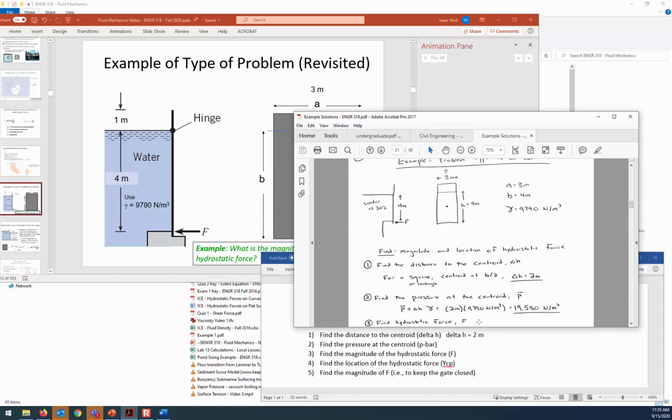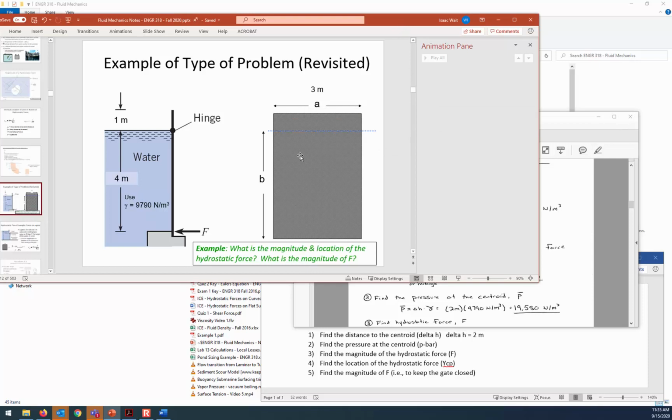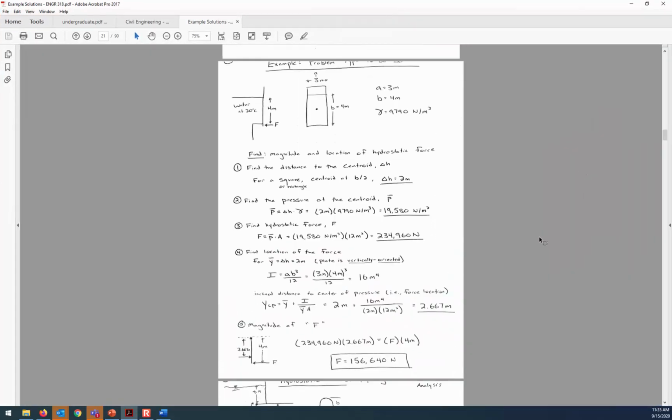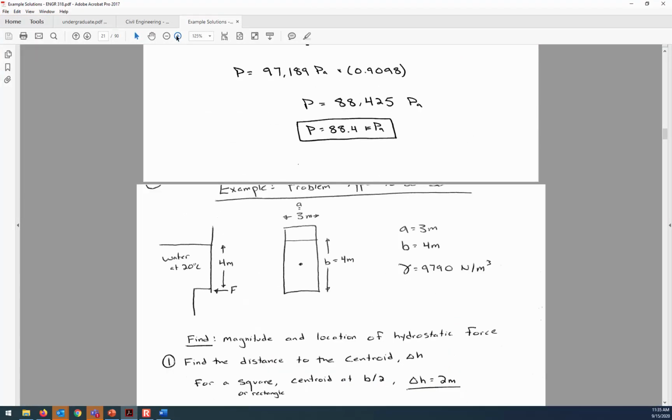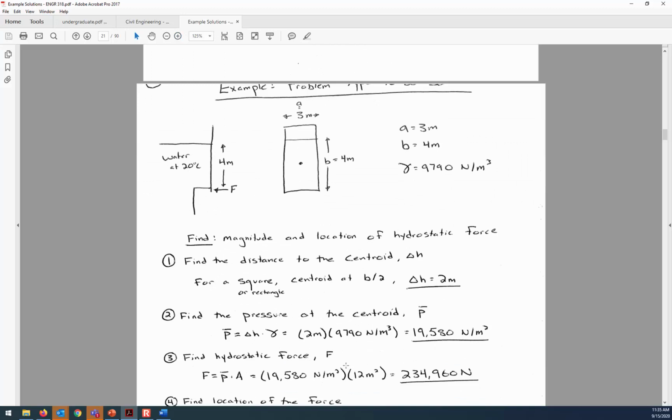All right. Next, the magnitude of the hydrostatic force. So force is pressure times area. In step 2, we found the pressure. The area is 3 meters by 4 meters, and so that's 12 square meters. Okay, so the magnitude of the hydrostatic force is the pressure at the centroid multiplied by the area of the gate, so 234.9 kilonewtons.